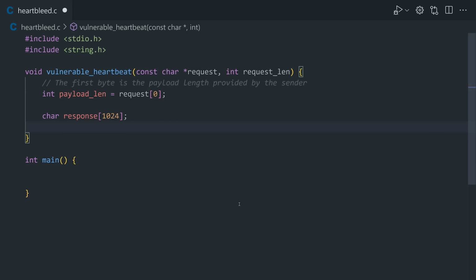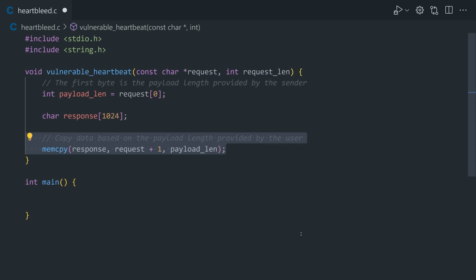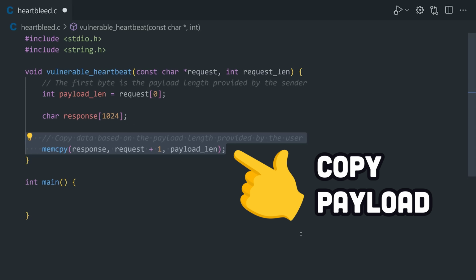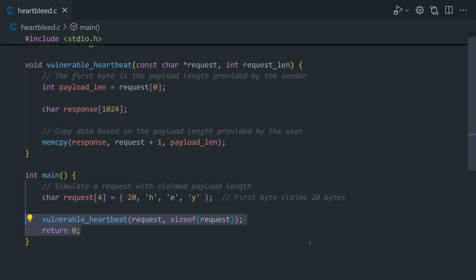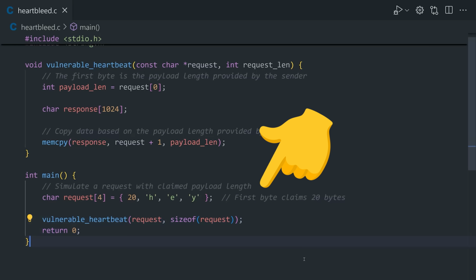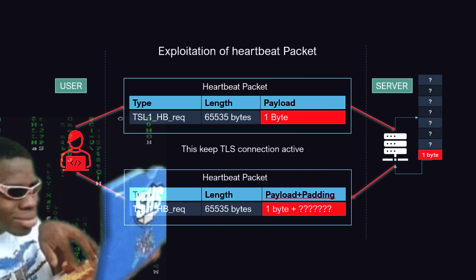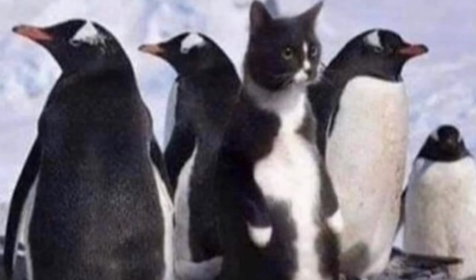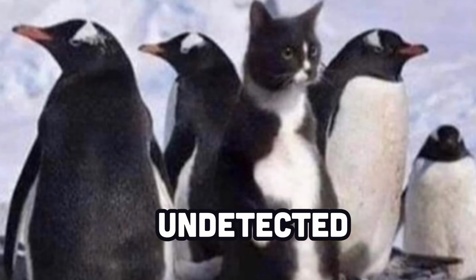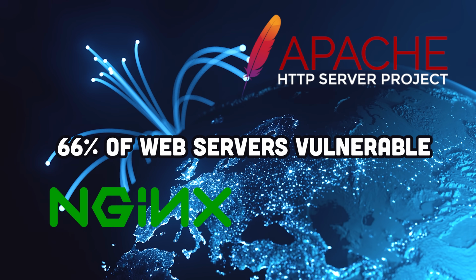Normally, when a client sends a heartbeat request, it includes a payload and expects the server to reply with the same payload. However, due to improper input validation, an attacker could send a malicious heartbeat request that appeared legitimate, and this allowed attackers to repeatedly request memory contents from the server, potentially gaining access to highly confidential data without any way to be detected. And that's unimaginably bad because 2/3 of the internet servers were vulnerable.